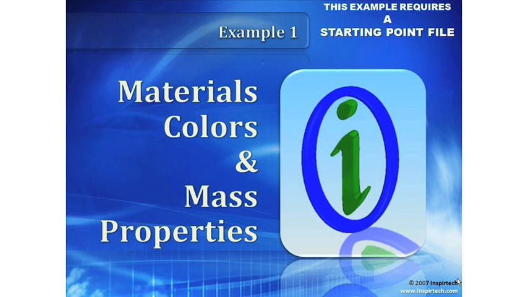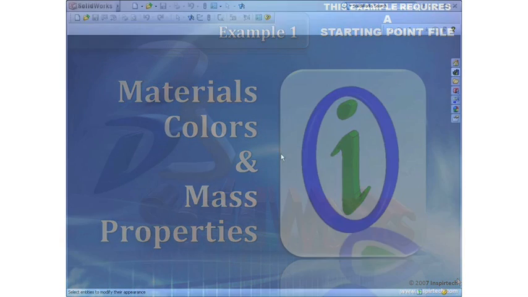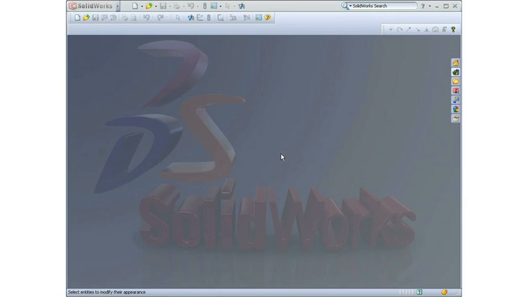This is example 1 for the Materials, Colors, and Mass Properties lesson. Now, to start example 1, the first thing we need to do is open a starting point file. It's going to allow us to apply our colors to.